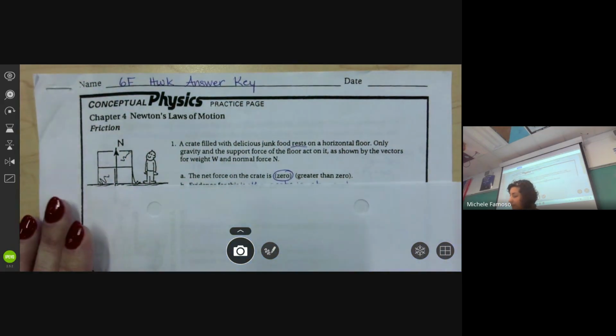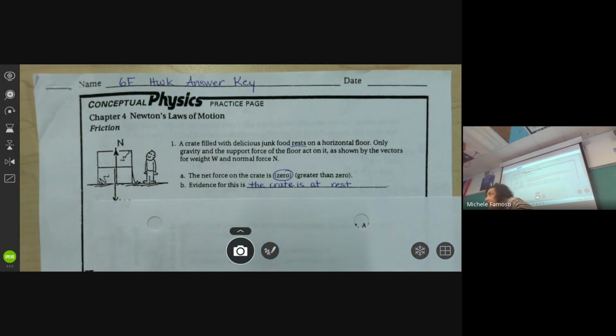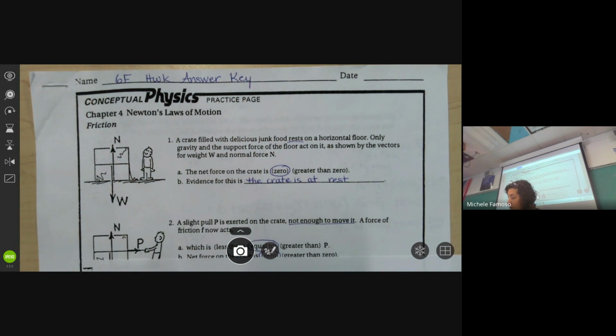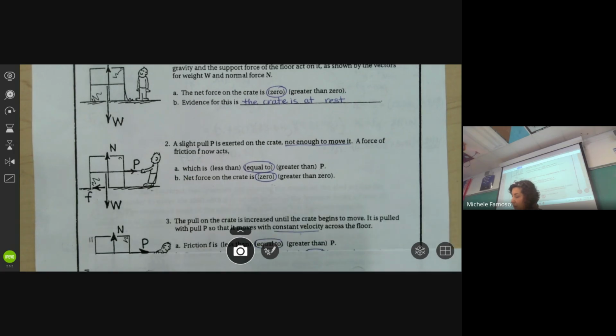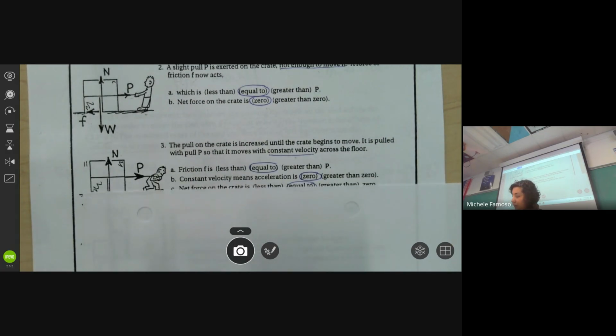Number 1 on page 22, part A is 0. Part B is the crate's at rest, so it's not accelerating. Number 2, part A is equal to. Part B is 0. Number 3A is equal to. B is 0. C is equal to.